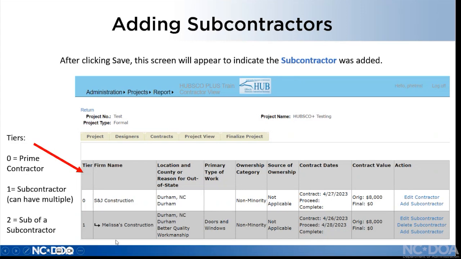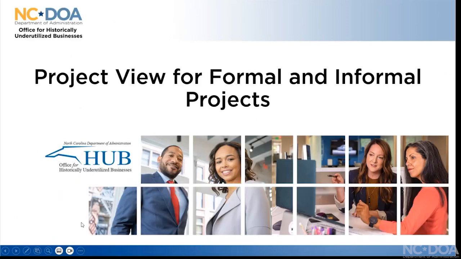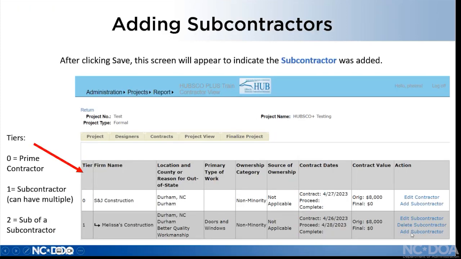And it's possible for the subcontractor to also have subcontractors. So if Melissa's Construction wanted to subcontract some electrical work, there would be a tier 2 item under there. And you would click add subcontractor over here, and you wouldn't say, oh, it's tier 2. It just depends on you adding the subcontractor under Melissa's Construction. That would trigger the system to know that that's going to be a tier 2 vendor. And you would enter in all the same kinds of information about that tier 2 vendor.